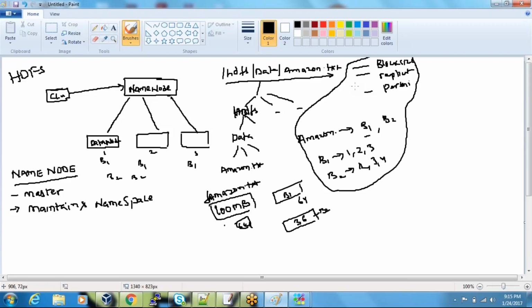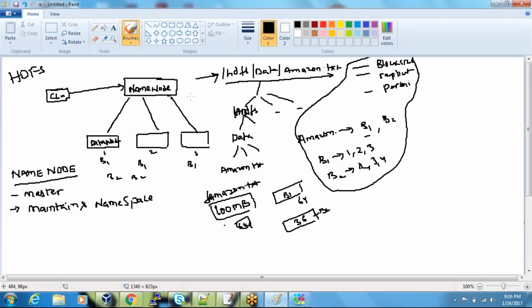Sorry, which information is namespace? The above one, the path: HDFS data, the Amazon path, txt. The path is the namespace information. The rest of the data, block size, replication, permissions, who created, when created, what is the block, what is the size of the block, where the block is, all this information is called metadata information. Is that clear? Yeah, thank you.